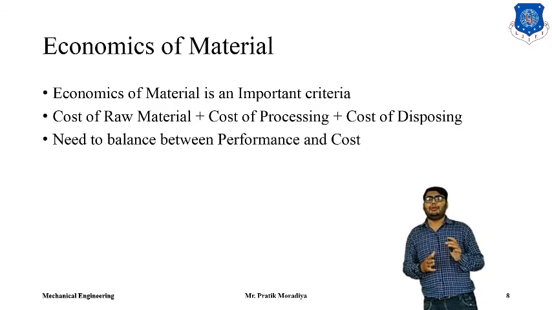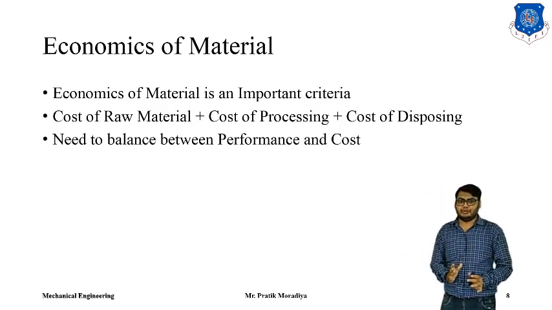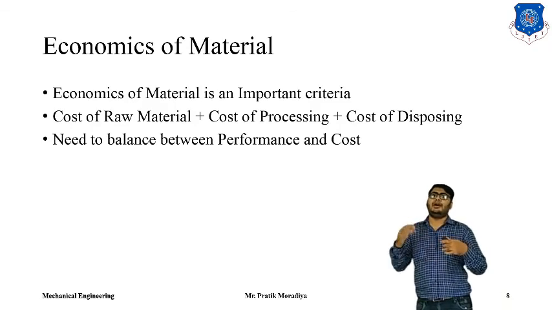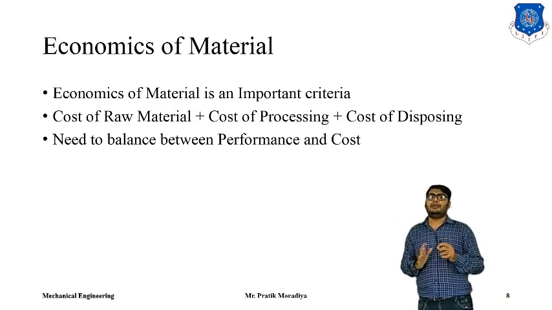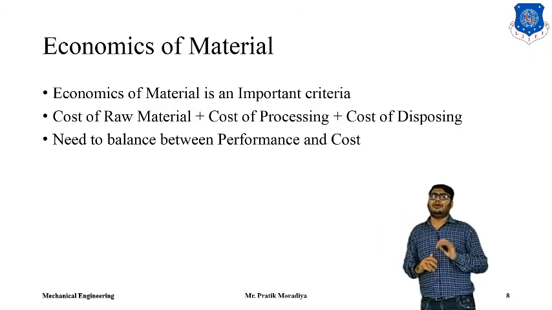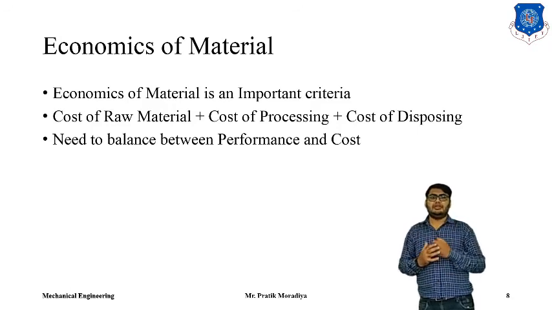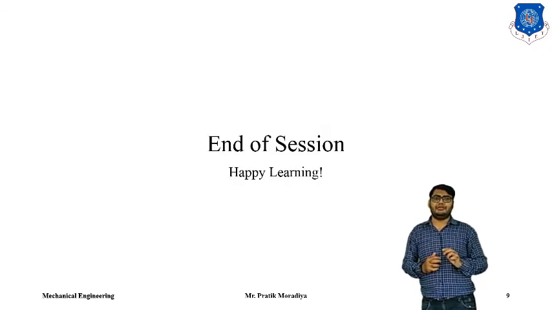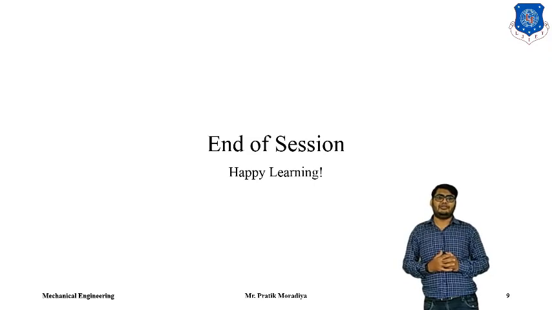And you always have to balance between performance and cost, because a high performance material will always tend to have a high cost. So you want to make sure that your cost is not increasing so much. Also, you are not compromising very much on your performance. Your performance should also be there. So this is what should be considered while we consider the economics of materials. This will be all for this session. Thank you.